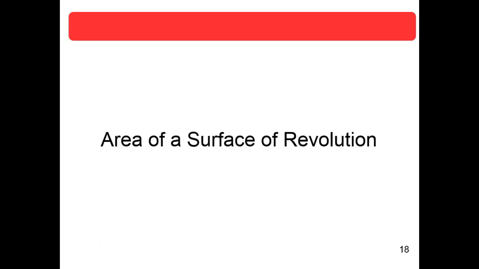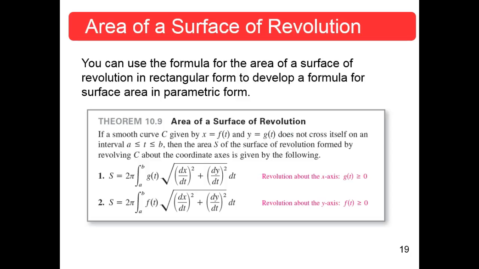All right, that took way too long. Now let's look at the area of a surface of revolution, which, if you remember, you did 2 pi r times your arc length, right? The arc length has a square root in it. And so you can use the formula for the area of a surface of revolution in rectangular form to develop a formula for the surface area in parametric form.